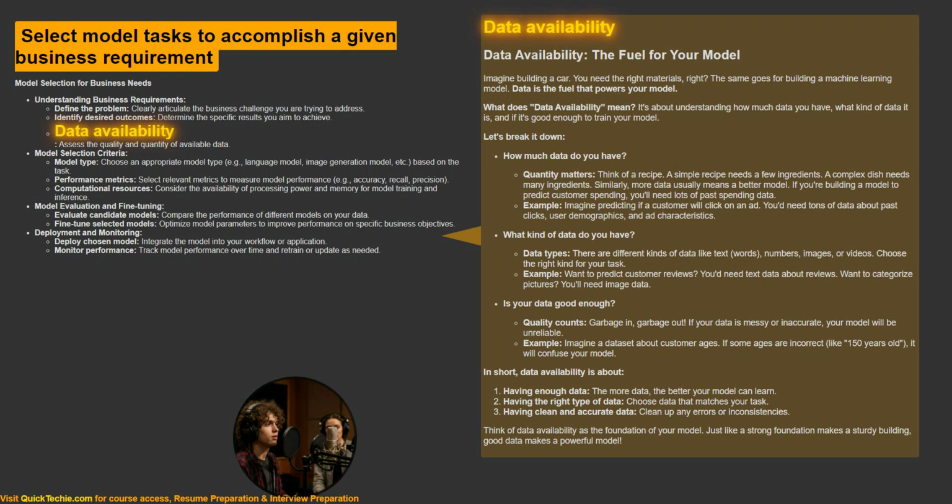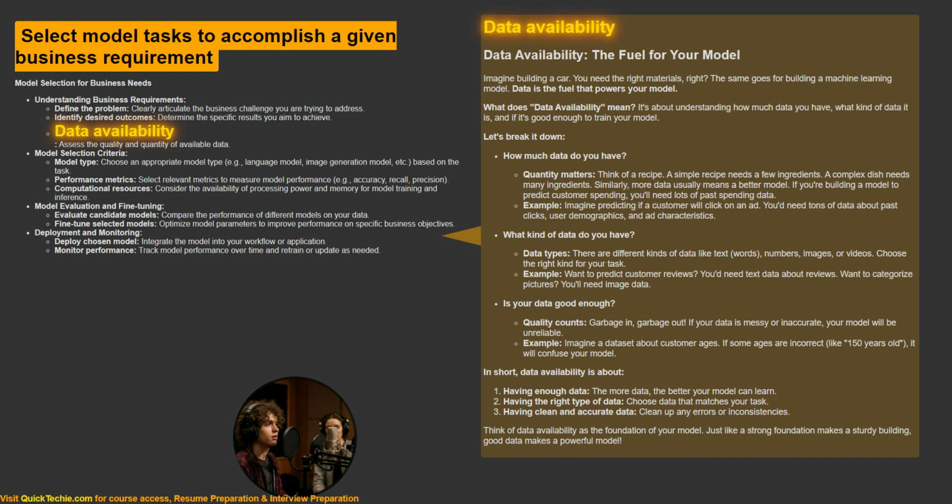Data availability, the fuel for your model. Imagine building a car. You need the right materials, right? The same goes for building a machine learning model. Data is the fuel that powers your model. What does data availability mean? It's about understanding how much data you have, what kind of data it is, and if it's good enough to train your model. Let's break it down.